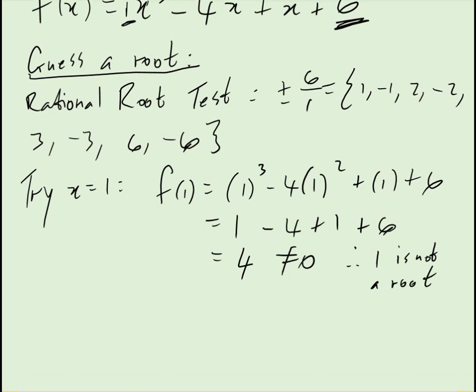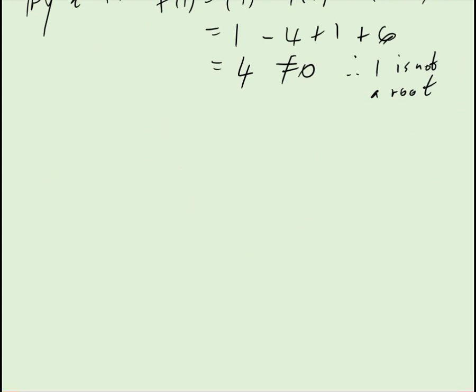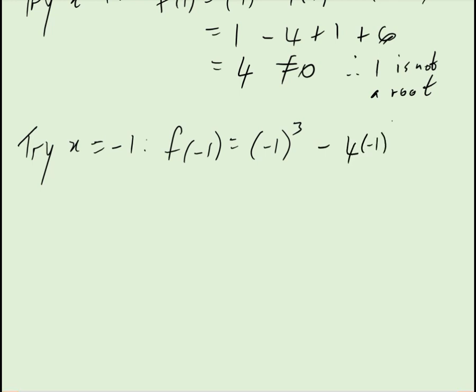Now let's try x is -1. So this is a bit tedious, but you know, what are we going to do? So let's try -1. So f of -1 would be -1 cubed minus 4 times -1 squared plus -1 plus 6. Now let's see what we get here.